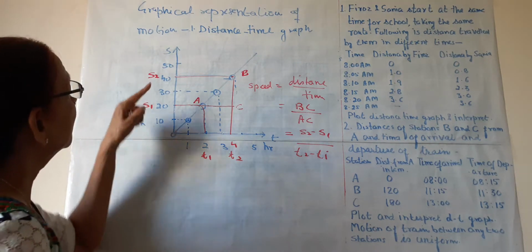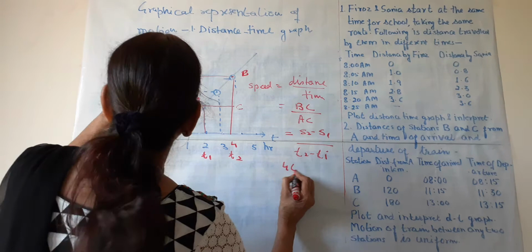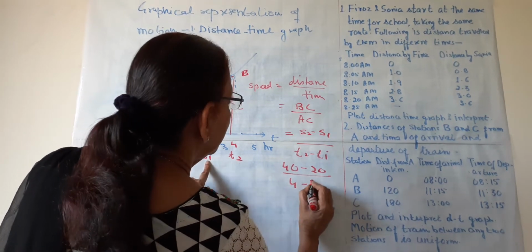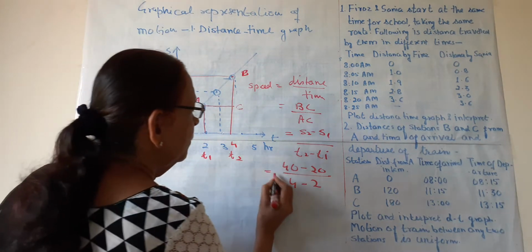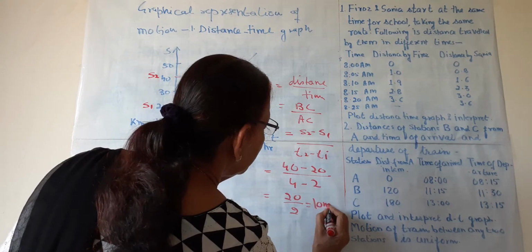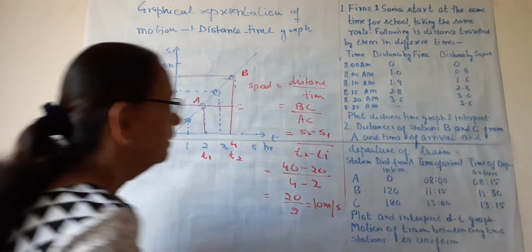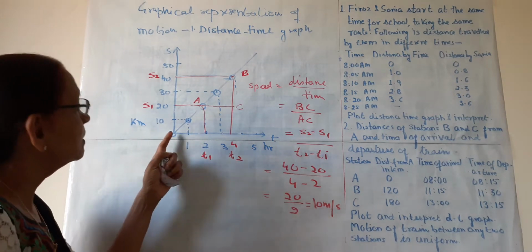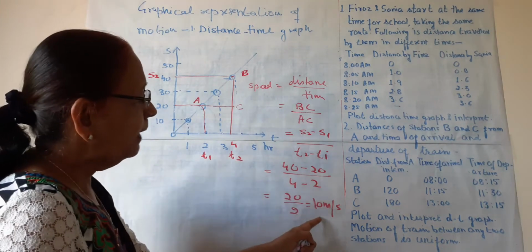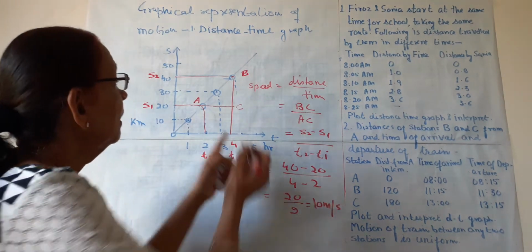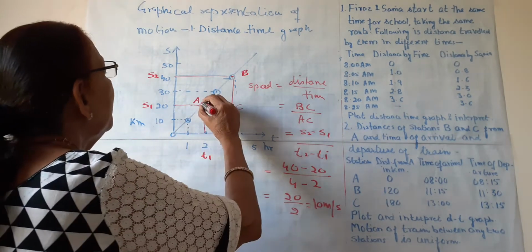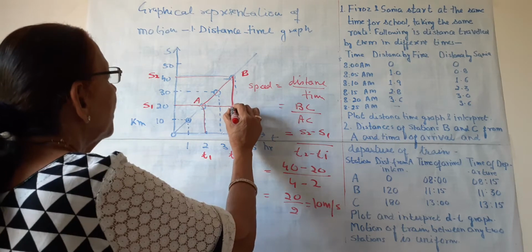In this case, S2 is 40, S1 is 20, T2 is 4, T1 is 2. So what do we get? 20 upon 2, or 10 meter per second. This is our speed. So this object is moving with a constant speed of 10 meter per second. We can take any 2 points on the graph line and calculate by drawing this triangle.